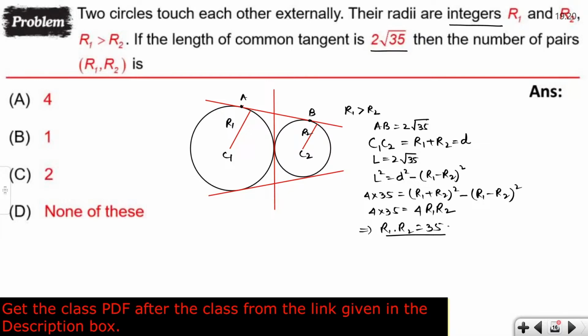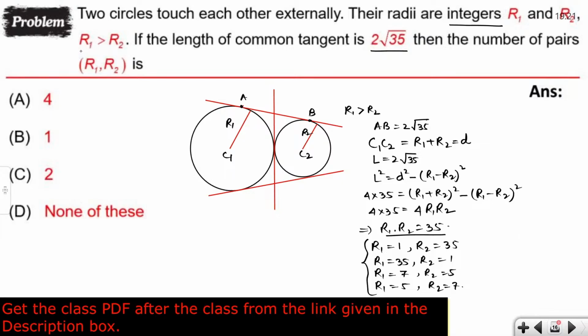Now as R1 and R2 are integers, either R1 is equal to 1 and R2 equals 35. I am simply finding all the possibilities such that R1 into R2 gives us 35. R1 is 35, R2 is 1, or R1 is 7, R2 is 5, or R1 is 5, R2 is 7. Am I correct? So these are the only 4 possibilities when R1 and R2 take integer values and their product is 35.